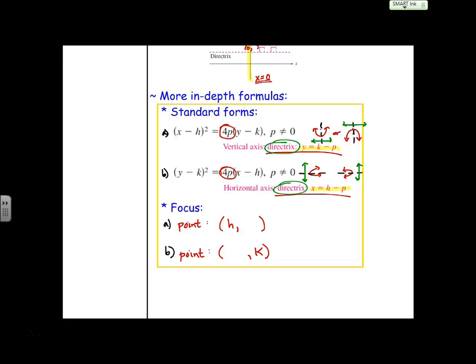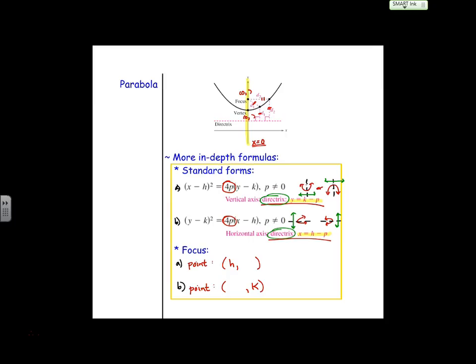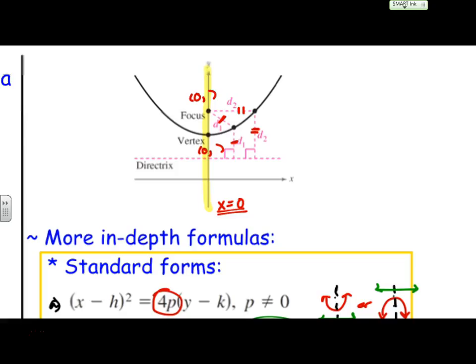So how are we going to get the other part of the focus? Is the focus on the parabola? Can we just plug in the x? No, it's off the parabola. How much off the parabola? Oh, I don't know. But wait a minute.